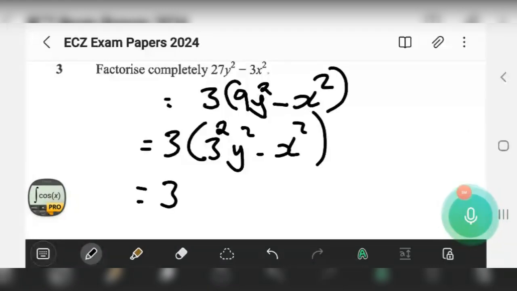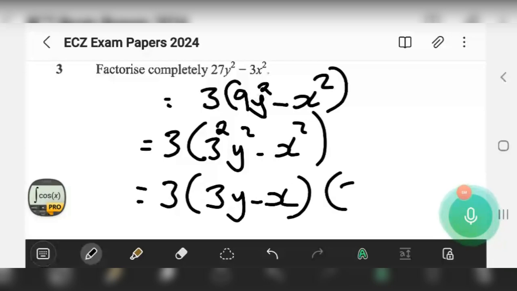So 3y outside, open bracket. We just remove those squares and split this into two. The other one will have a negative and the other one will have a positive. Are you getting the point? Yes. It will be 3y minus x, open bracket, the other side 3y plus x.